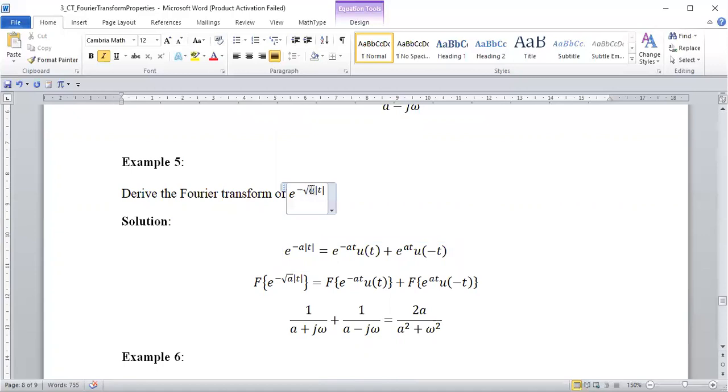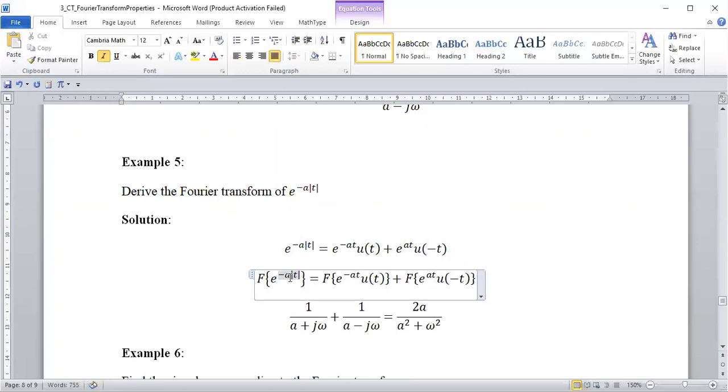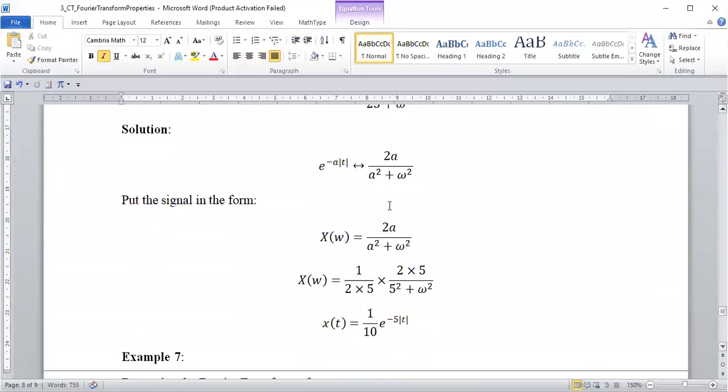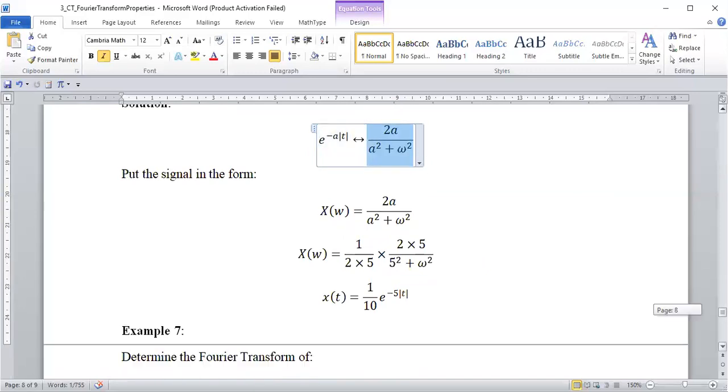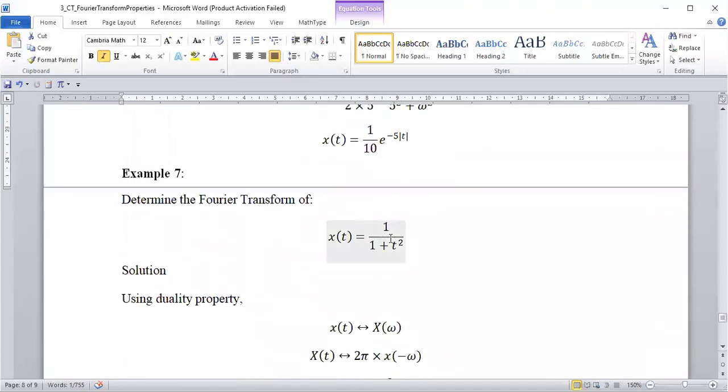Derive the Fourier transform of a. It's supposed to be a. Okay. So this is the correct representation. So we just put the signal in this particular form, because we know that the Fourier transform of this is equal to this. Then the last question here is to determine the Fourier transform of this signal here.